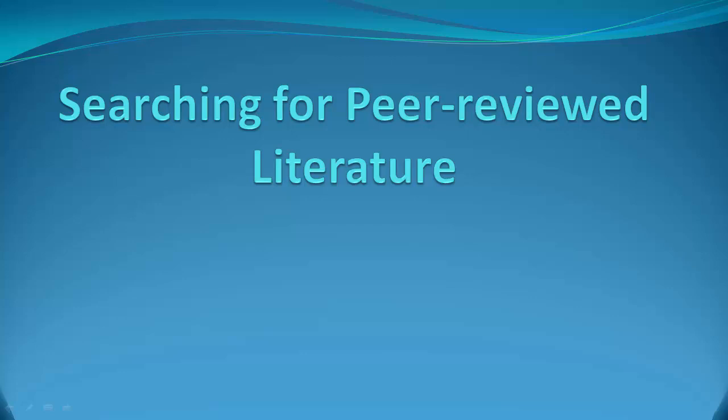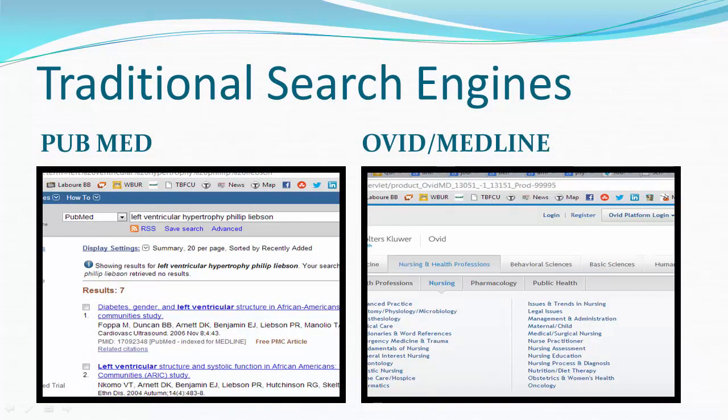Now we're going to move on to searching for peer-reviewed literature. And so now that you know what it is, how do you go find it? It's so different now than when I first started doing this that I'm just going to cut to the chase, okay? You always hear about PubMed, and you always hear about OVID, and you always hear about Medline, and I just want to be clear with you what that is, okay? And this is going to sound like an old lady story, but here goes.